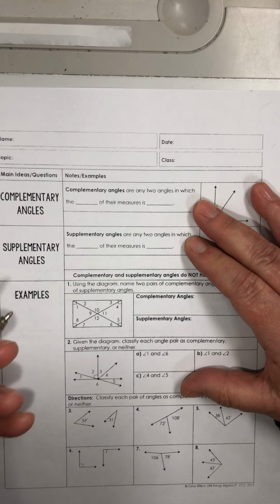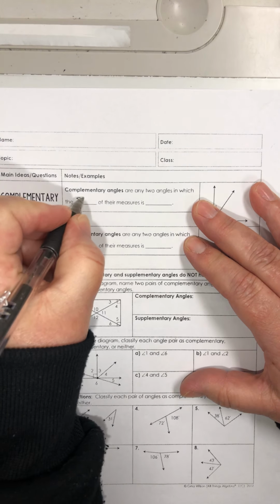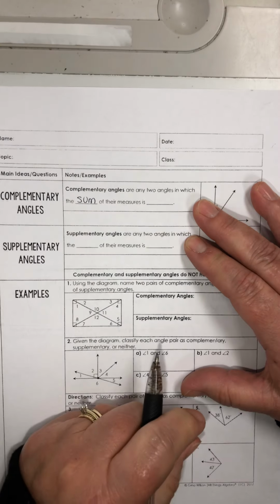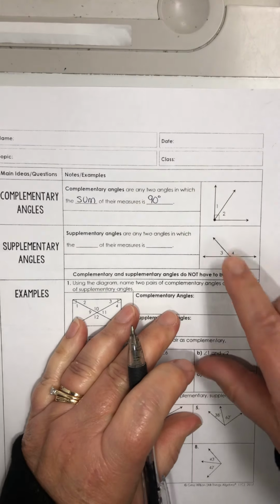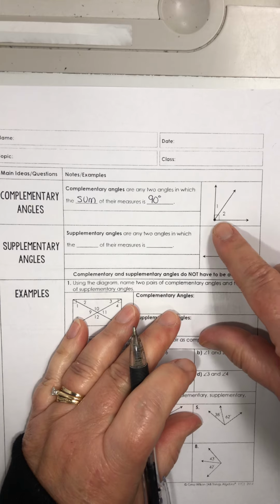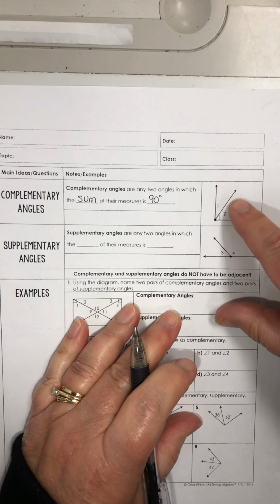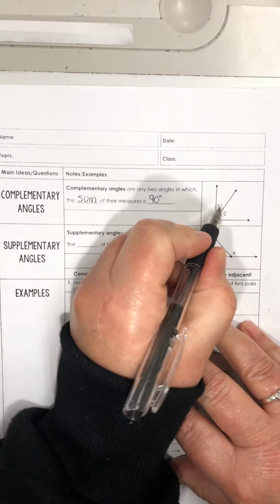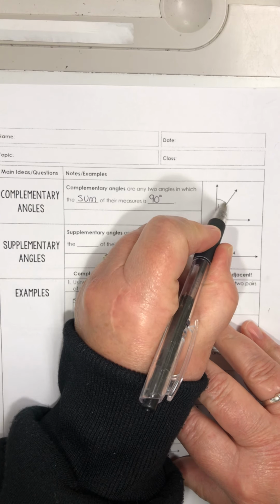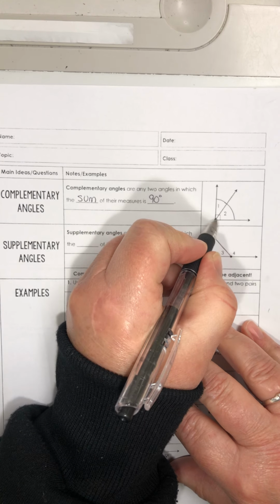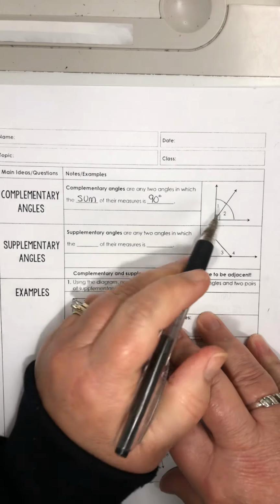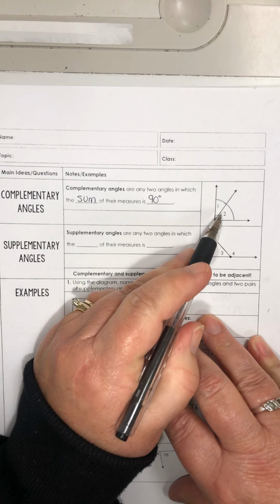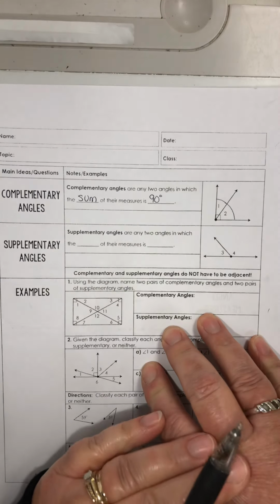These are any two angles in which the sum, meaning we're going to add them, of their measures is 90 degrees. And so if you look at this picture, we have angle 1 up here, angle 2 down here, and when you put those together, they equal this 90-degree angle here. So the relationship between these two angles is they are said to be complementary angles.